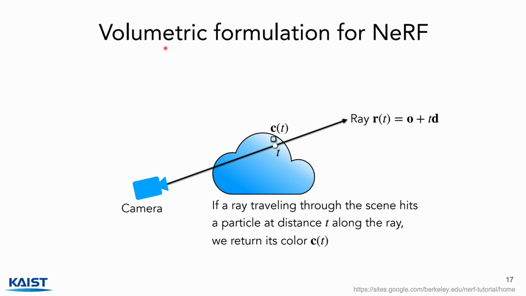Okay, now let's move on to the volumetric formulation for NeRF. Let's say we want to represent the colors of this cloud from these camera viewpoints here. There is an image space here, and let's say we cast rays r(t), just like we saw earlier, and the ray travels through the scene and hits a specific particle at distance t along the ray, and we want to return its color c(t).